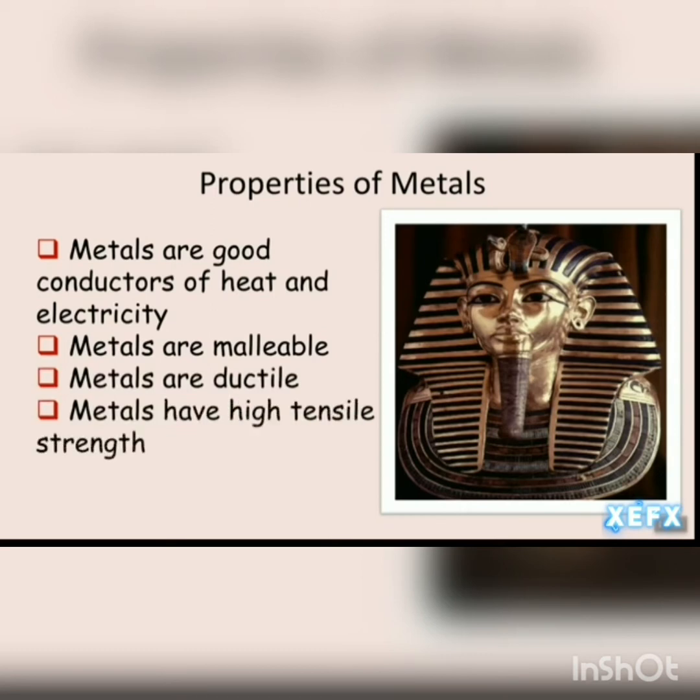Metals have high tensile strength. Okay, metals have high tensile strength. Tensile strength means the force required to pull a substance. Metals have luster. Luster means shining.